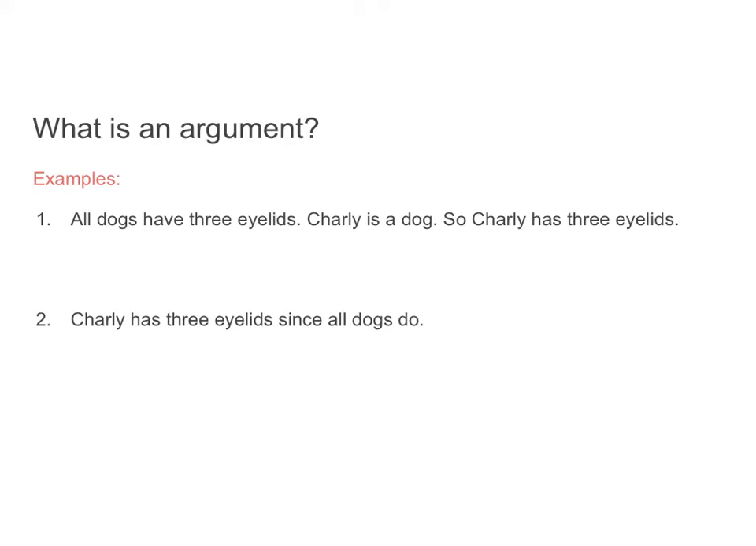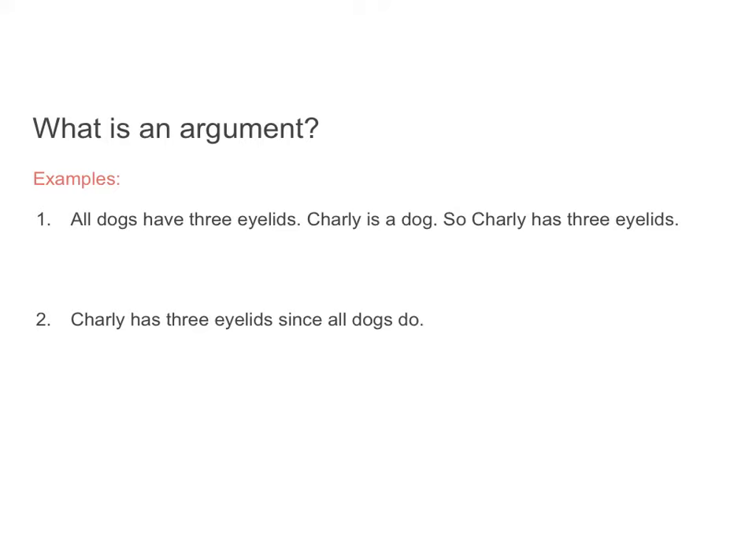So let's look at an example. All dogs have 3 eyelids. Charlie is a dog, so Charlie has 3 eyelids. This is an argument. Student, what's the conclusion? That Charlie has 3 eyelids. Right. And sometimes arguments contain words that help us to figure out that something is supposed to be a conclusion. The "so" here suggests that this is the conclusion we should draw from the rest of the sentence. All dogs have 3 eyelids, Charlie's a dog. So, given these things, this thing is true. Charlie has 3 eyelids.